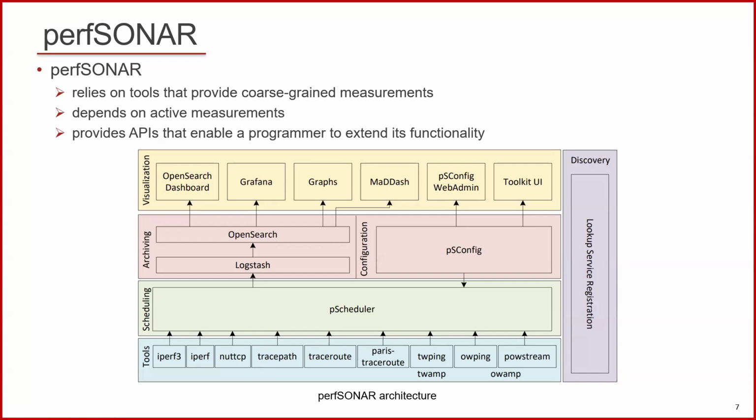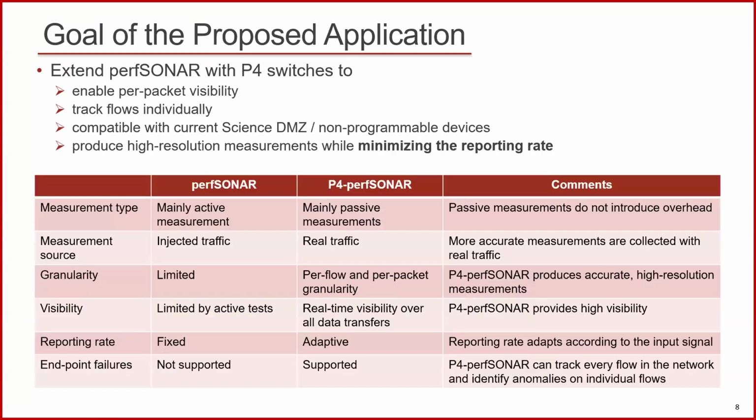So the goal of our proposed application is to enhance the performance of perfSONAR by introducing P4 switches. So by introducing P4 switches to the perfSONAR tool, we'll be able to get per-packet visibility, which is almost impossible using perfSONAR without P4. We need hardware to have that computational power. We will be able to track per flow or flows individually. So we'll get all the statistics for the different flows in our network or that are being transferred.